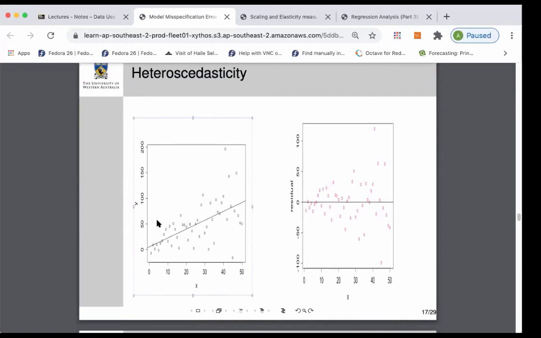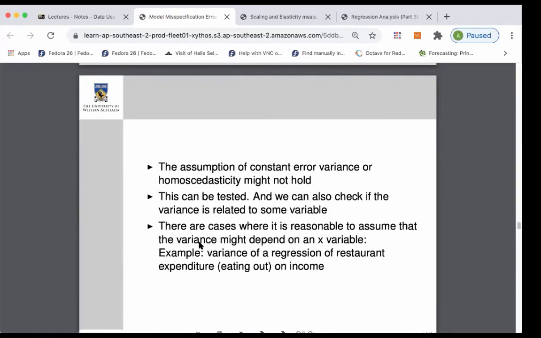You are not going to go out 50 times a year or something when you are a student or a postgraduate student. But then when you get more and more income, whether you eat out a lot depends on your characteristics. So the variance is very high, and it's more difficult to predict. What that means is your uncertainty about the relationship here is much stronger than it's here. So the error doesn't have the same variance. And there are many good examples you can come up with.